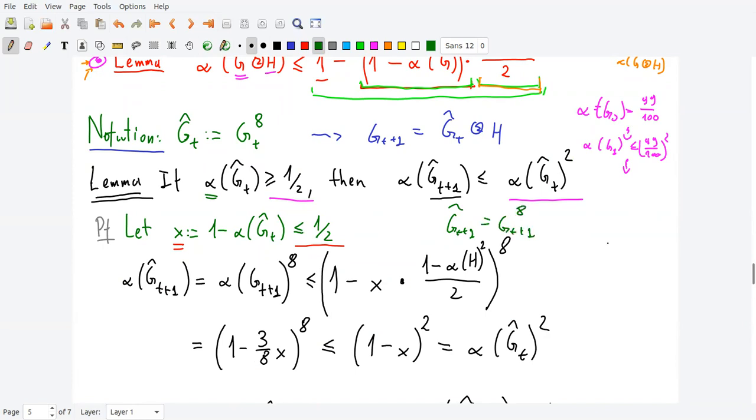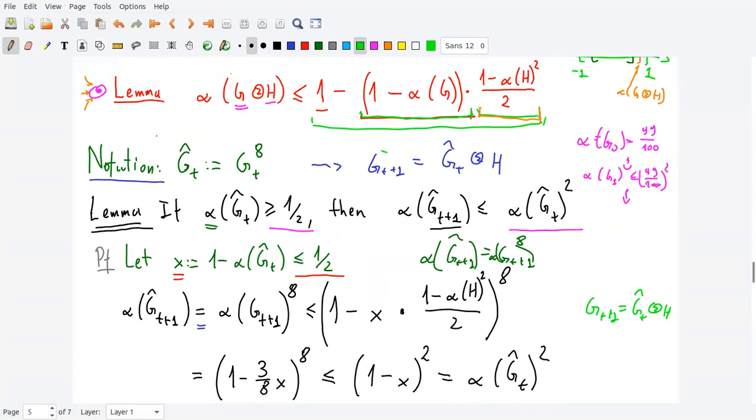So then this means that alpha of GT plus 1 hat is alpha of GT plus 1 to the power 8. Yes, this is how alpha is being treated when you take a graph to a power. Right, so we have this inequality here. Yes, this equality here. So now we are recalling that GT plus 1 is equal to GT hat zigzag H. So we are using this lemma that we wrote here in order to say what is the bound on this alpha.